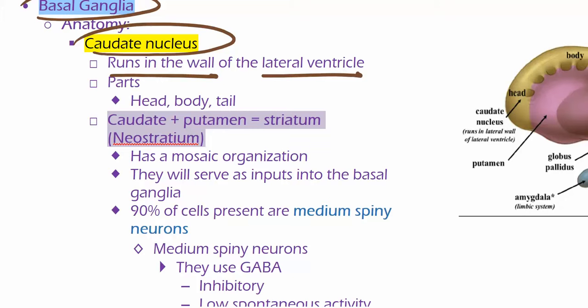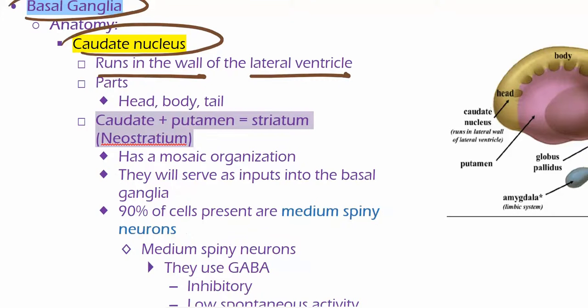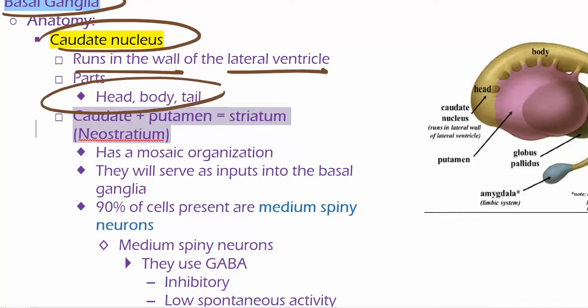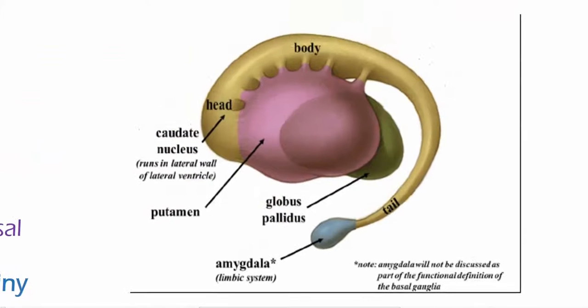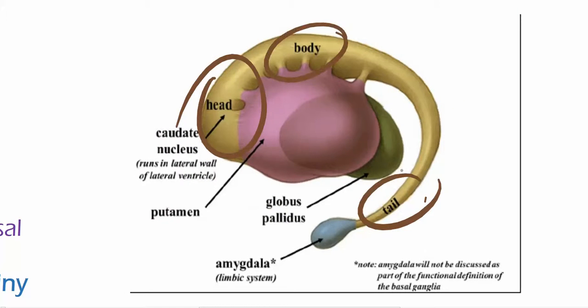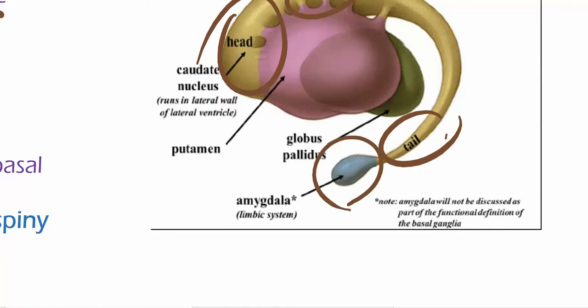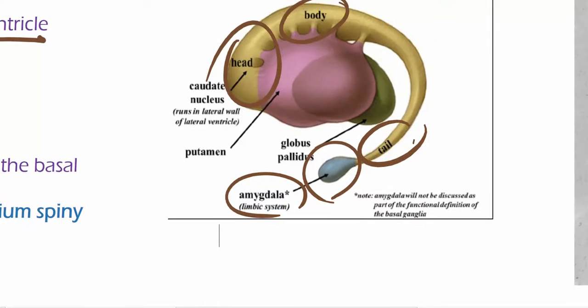Okay, so the caudate nucleus has parts. It has a head, a body, and a tail, and we can see that here. So boom, that's the head, that's the body, and that's the tail. The amygdala is not part of the caudate nucleus.